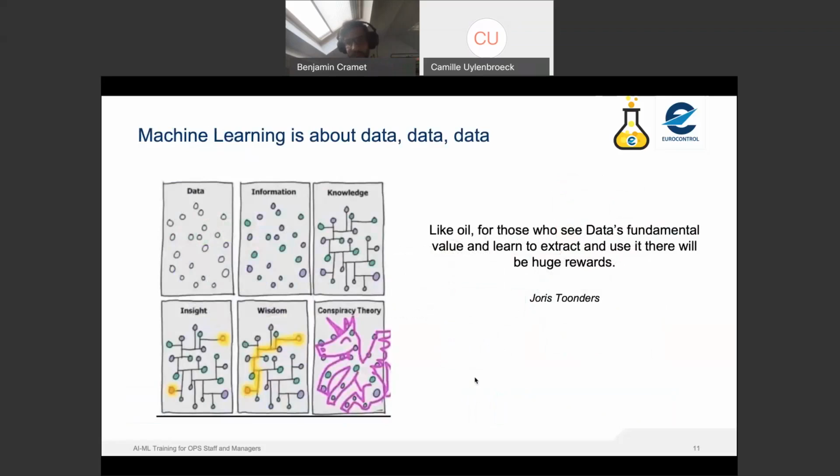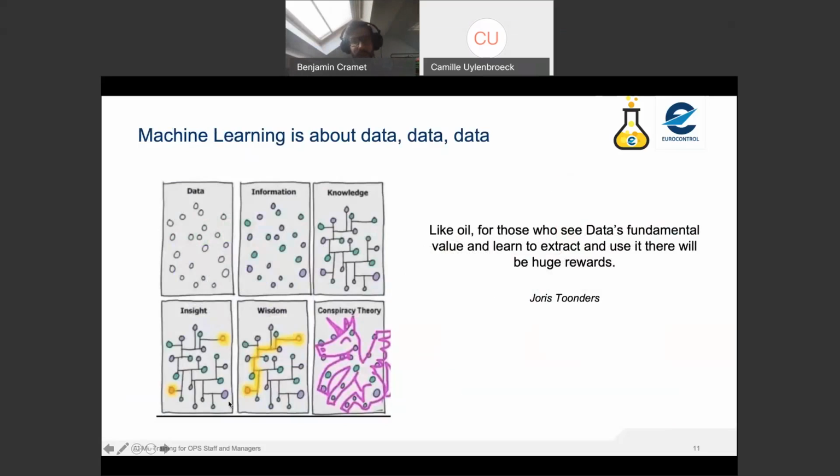Machine learning is about data, and that's why I put data three times. For those who see data's fundamental value and learn to extract and use it, there will be a huge reward. So the goal and the challenge of an AI project lies in understanding the data.